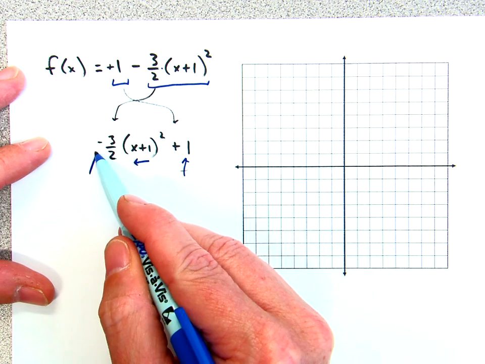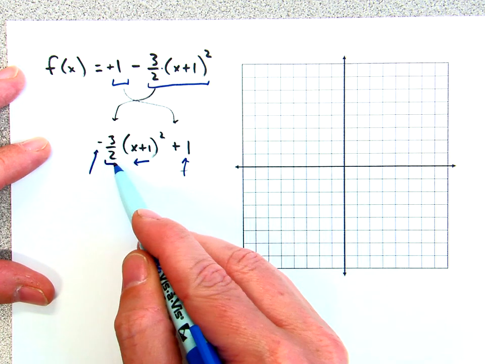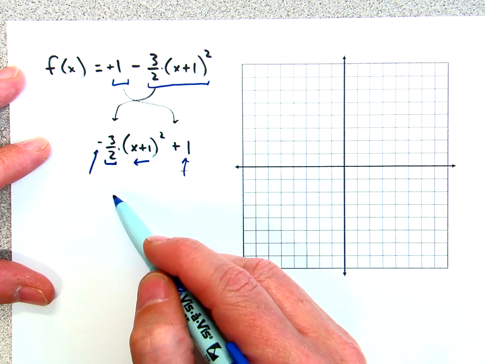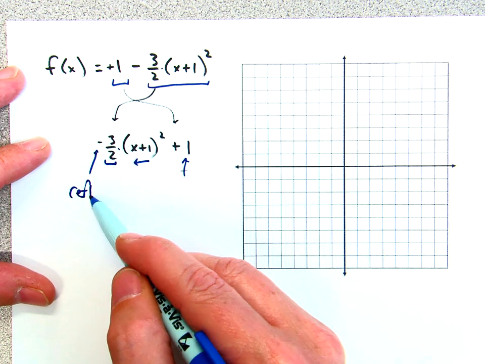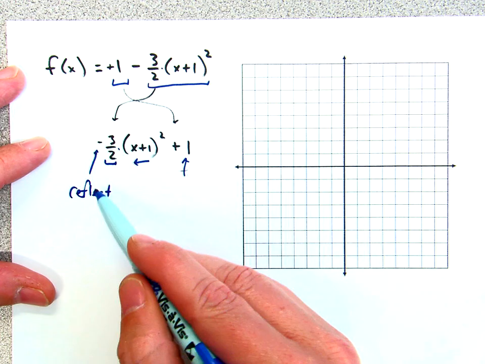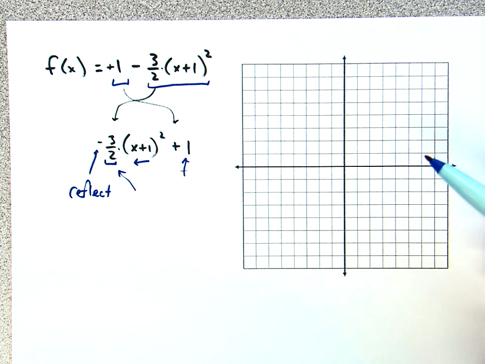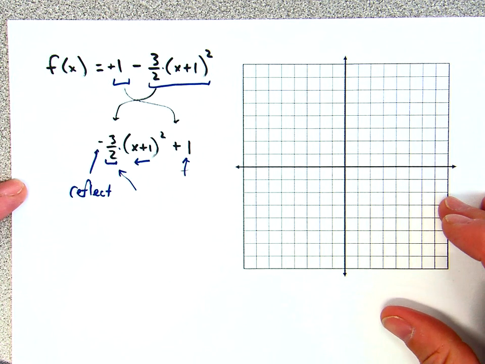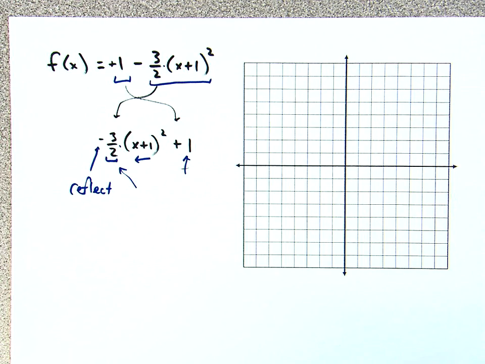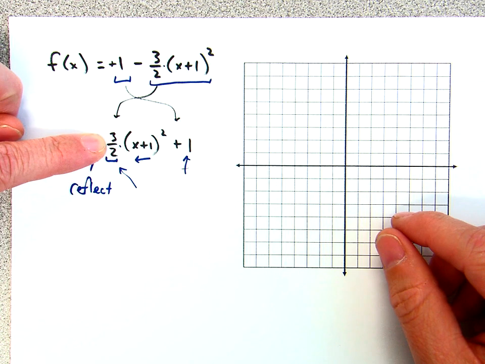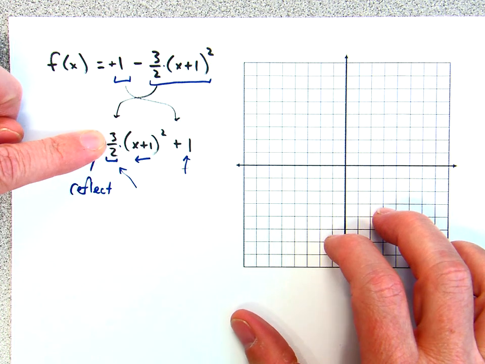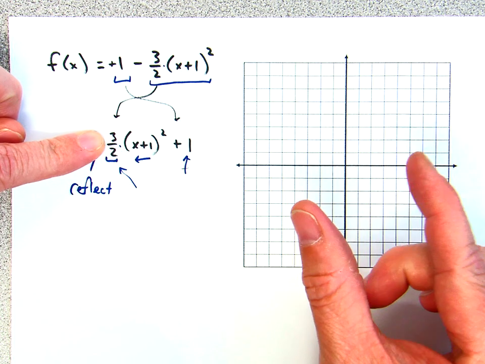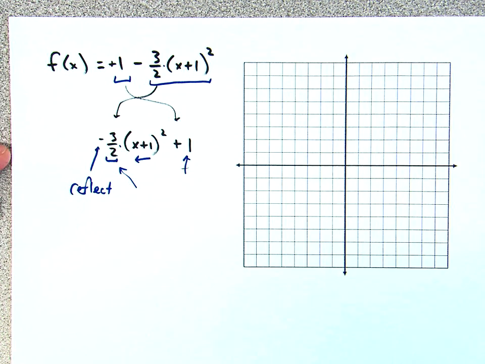The negative, right, we can separate that from this 3/2. The negative is going to reflect, because the negative is going to do something different than this guy. Now, 3/2, we have to be careful, because a lot of times what people will say is, well, fractions will make the parabola wider, and whole numbers will make the parabola thinner, but that's not the case.